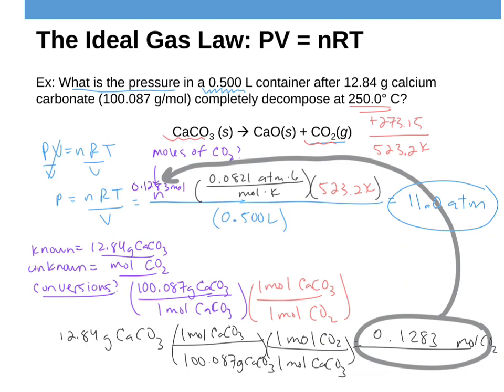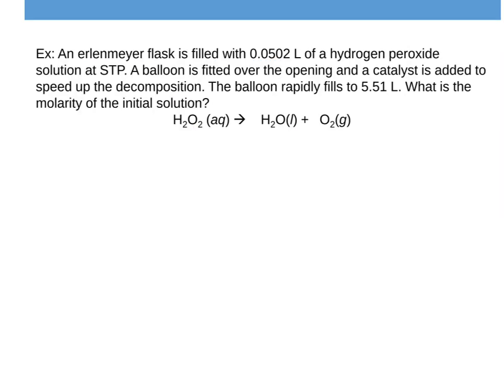So let's look at another example. An Erlenmeyer flask is filled with 0.0502 liters of a hydrogen peroxide solution at standard temperature and pressure. A balloon is fitted over the opening and a catalyst is added to speed up the decomposition. The balloon rapidly fills to 5.51 liters. That's quite a bit. What is the molarity of the initial solution?